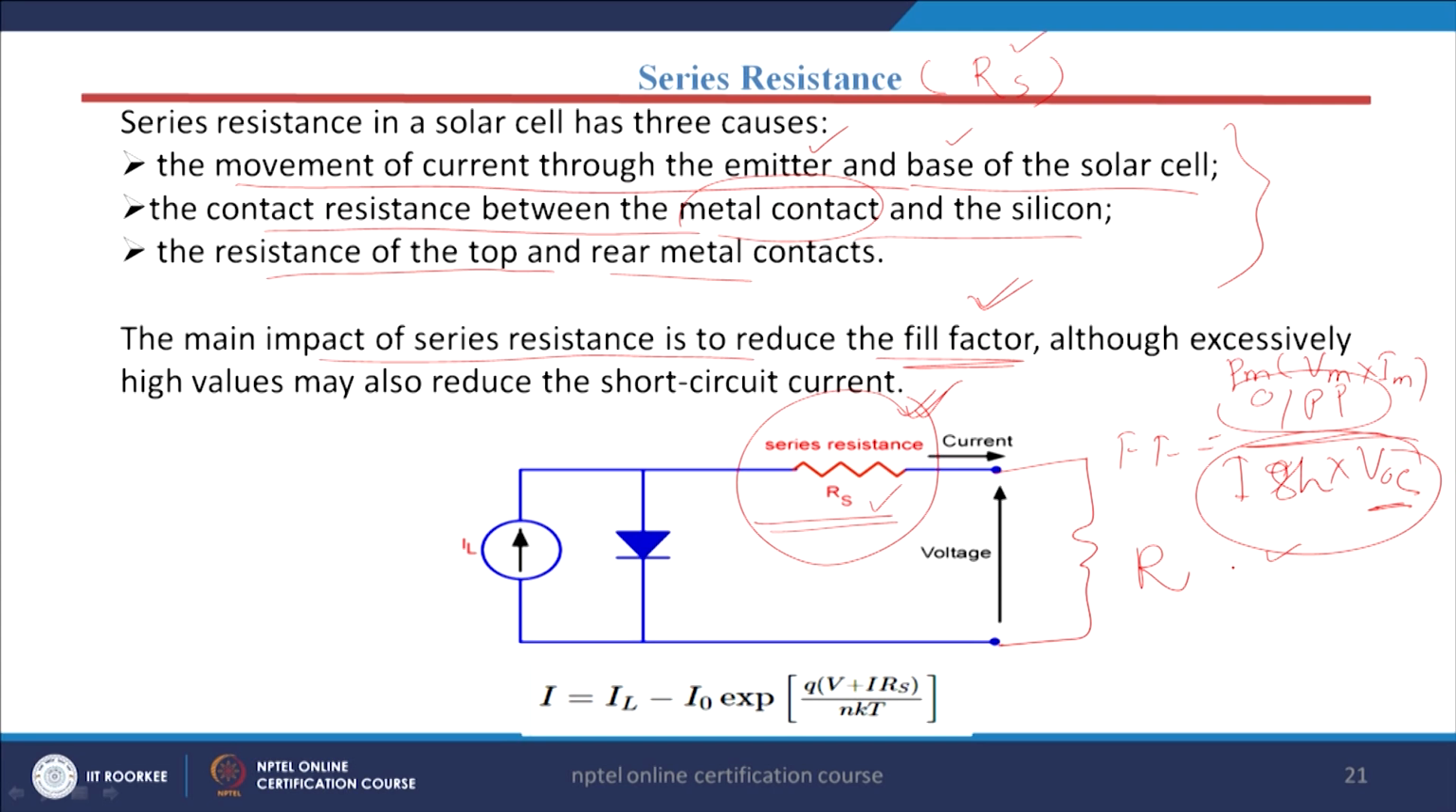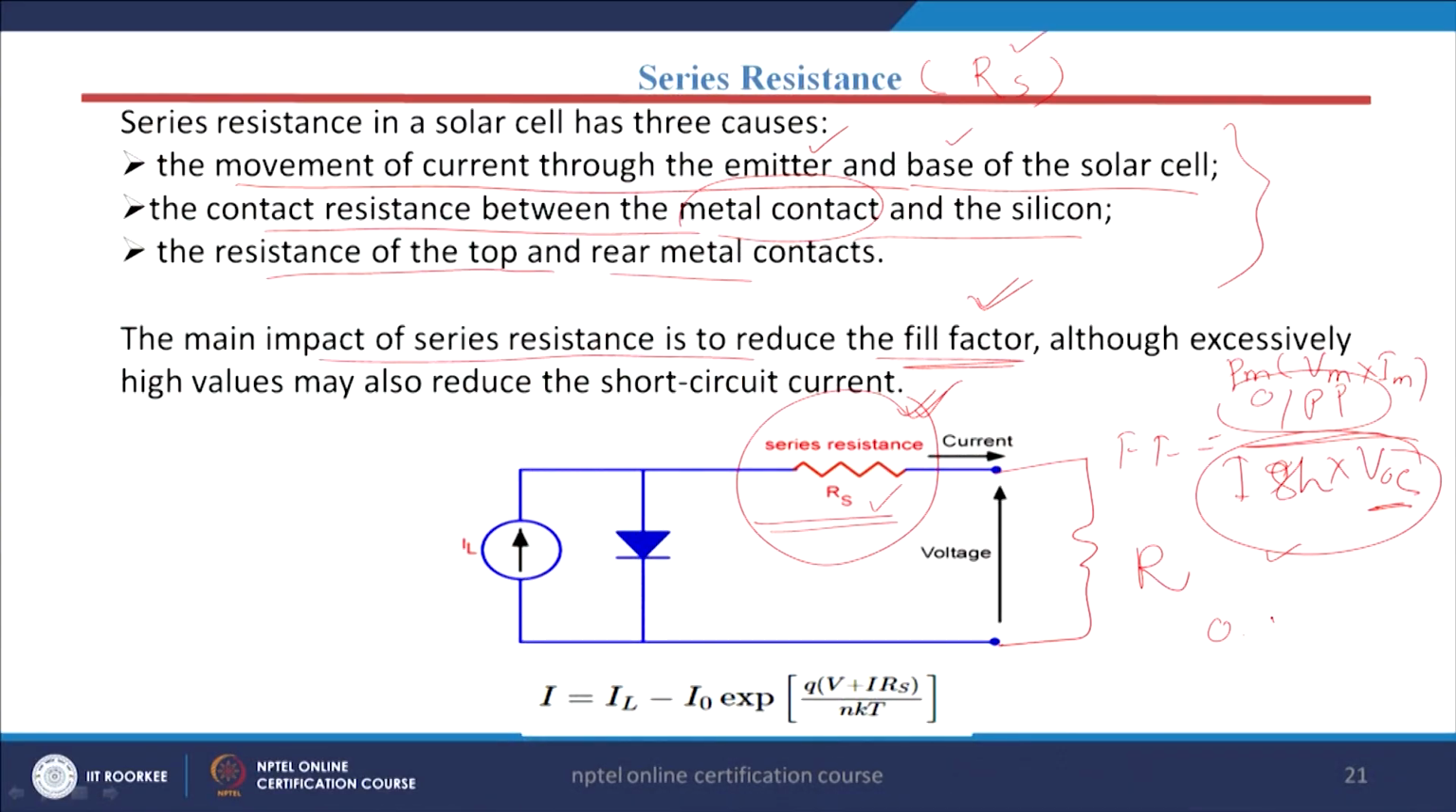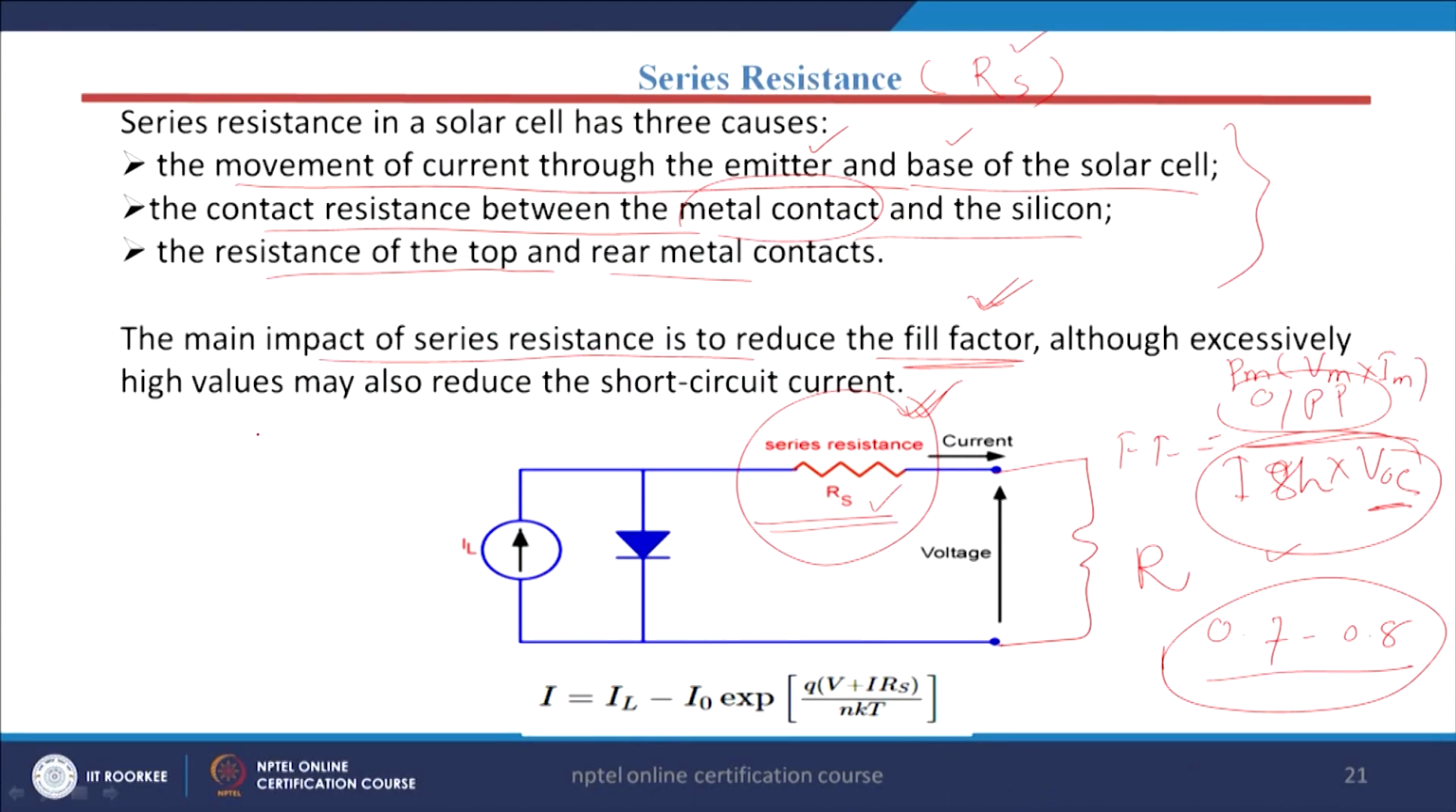In fact, if the fill factor is near to 1, it will be treated as a good cell. Basically this fill factor varies within 0.7 to 0.8. We will discuss this in more detail in the subsequent slides. If the fill factor is close to 1, that means it is a good cell, the performance is better, the efficiency will be better.